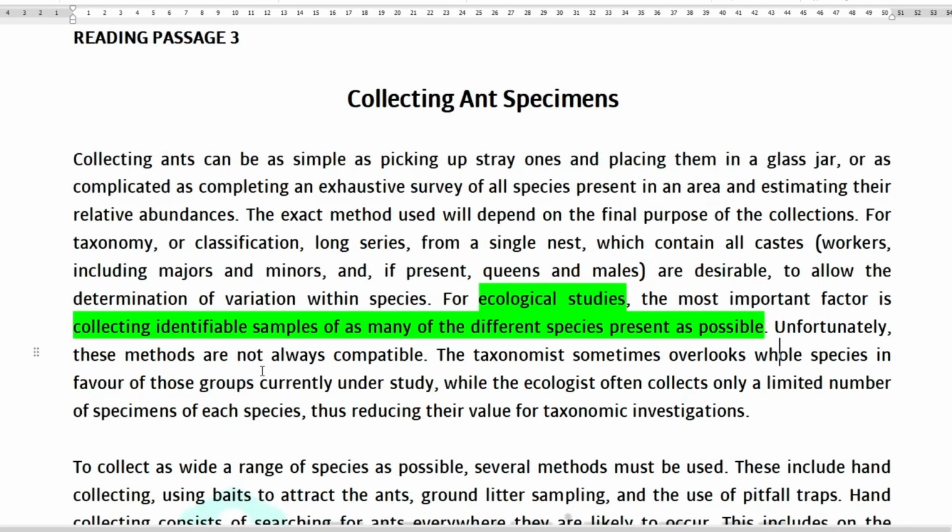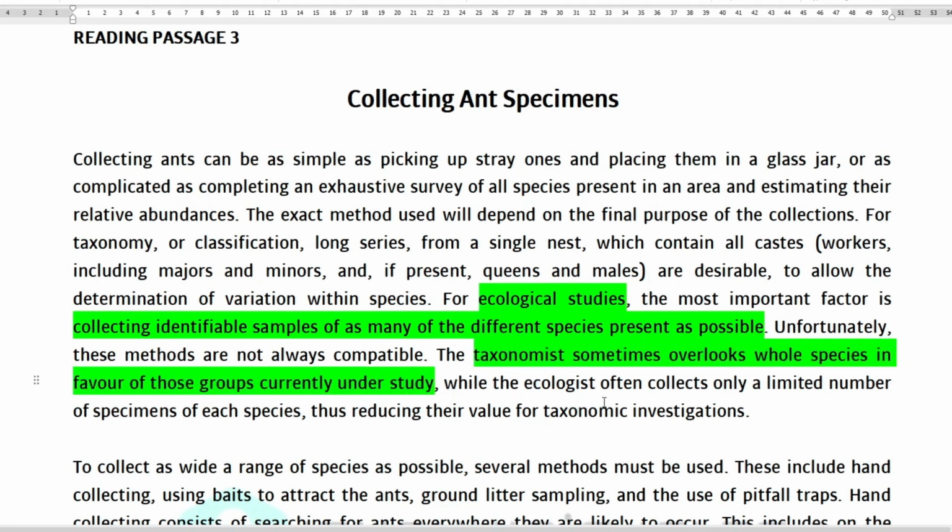Unfortunately, these methods are not always compatible. They don't always work similarly. Whereas taxonomists sometimes overlook whole species in favor of those groups currently under study, ecologists often collect only a limited number of specimens for each species, therefore reducing their value for taxonomic investigations. Okay, what is it saying here?